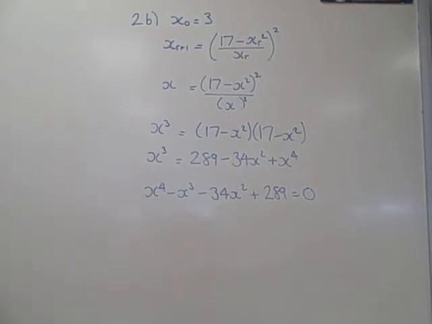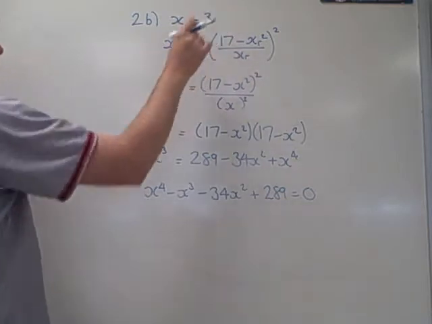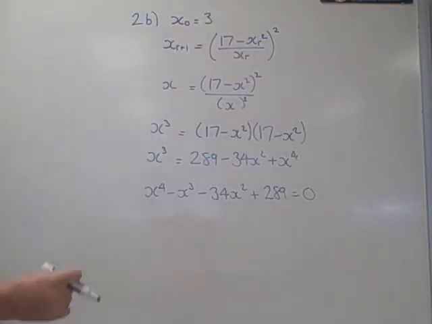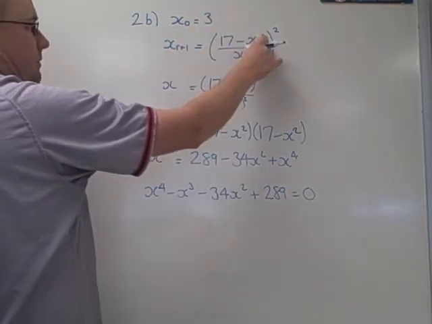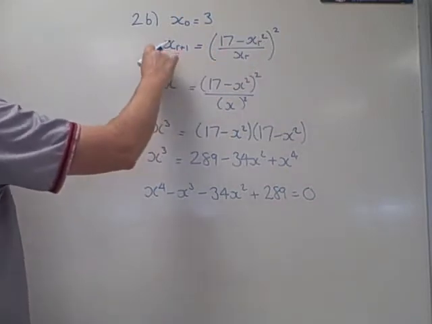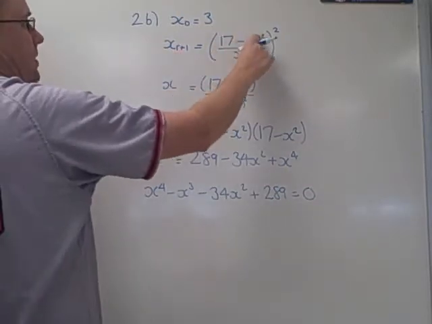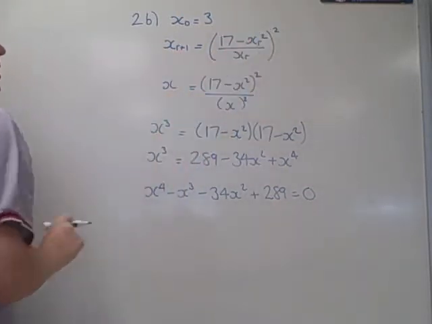Now it asks us to find the first 5 values using a recursive formula. So we're given the first value 3, and then what we have to do is plug 3 into this formula here to give us our second value. So 17 minus 3 squared over 3, all squared.